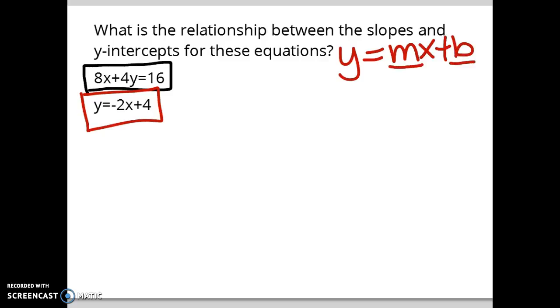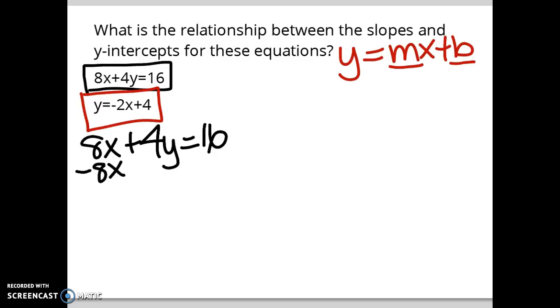So what we're going to do is change this black equation of 8x plus 4y equals 16 into slope-intercept form. How do we do that? We're going to subtract 8x from both sides of the equal sign. Why am I subtracting 8x? This 8x is positive, so in order to move it to the other side and to keep a balanced equation, we must subtract 8x on both sides of the equal sign. Now that we've subtracted 8x on both sides of the equal sign, we are going to rewrite what we have left.